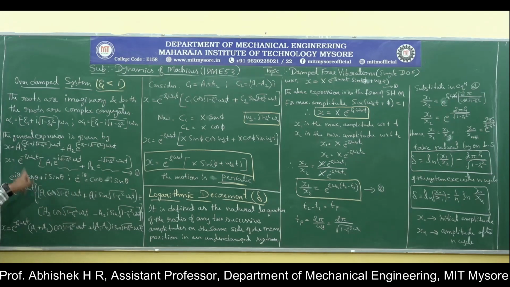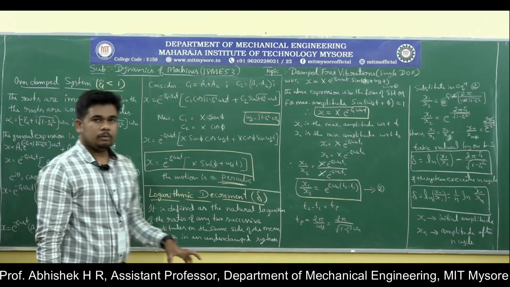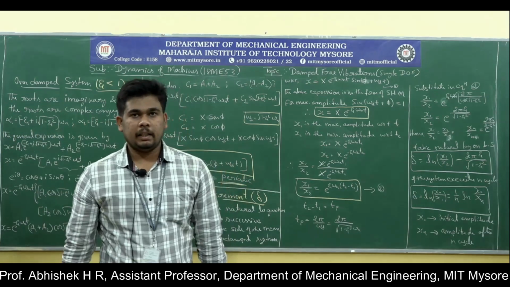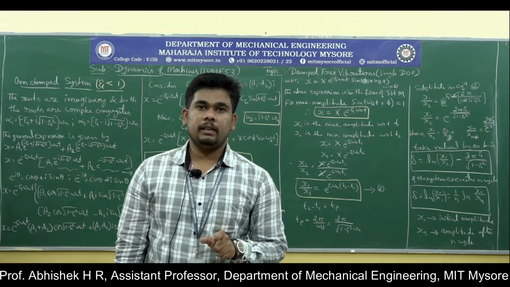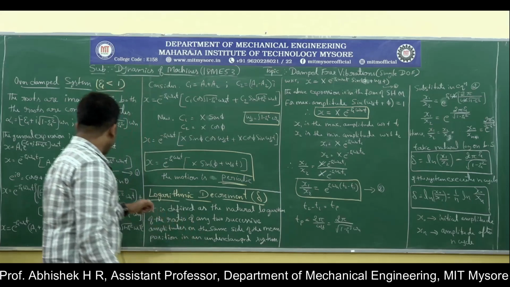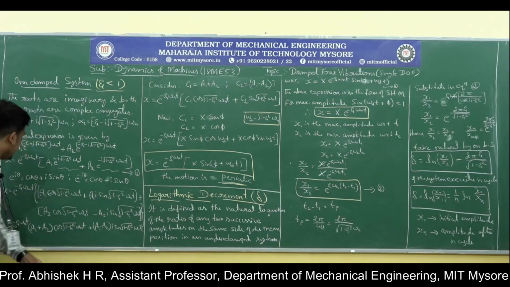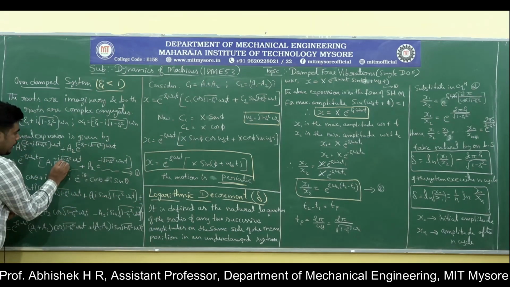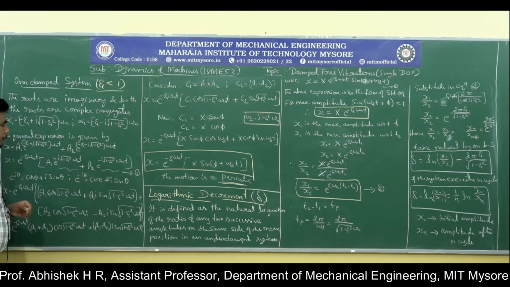As per the standard condition, we know that e power I theta is cos theta plus I sin theta, and e power minus I theta means cos theta minus I sin theta. Here in place of theta we have square root of 1 minus zeta square into omega n into t. So just write in this form: x is equal to e to the power of minus zeta into omega n into t as it is.